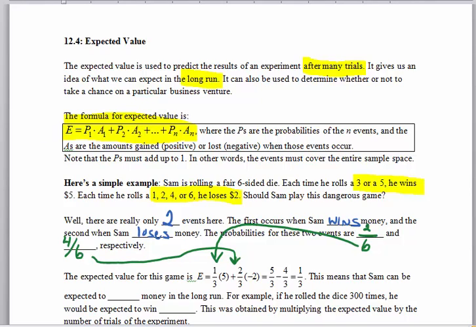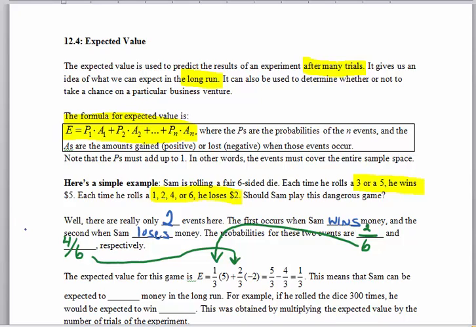And notice that it's negative because if he rolls those 4 numbers, he's going to lose $2. So that's a -2. And then I just do that calculation. 1/3 times 5 is 5/3. 2/3 times -2 is -4/3. So I end up with 5/3 minus 4/3, which is 1/3. So the expected value is 1/3. And what does that mean?